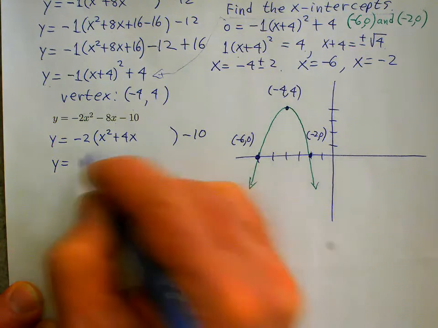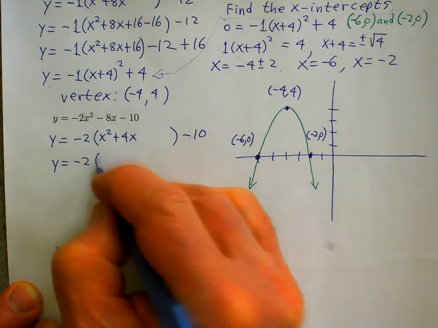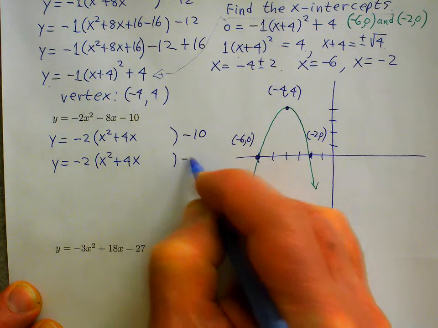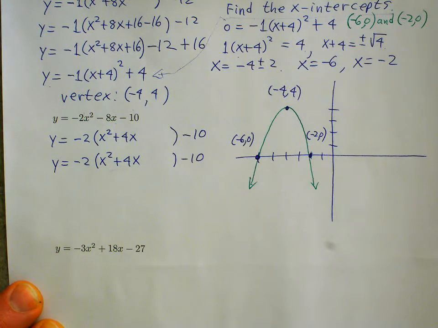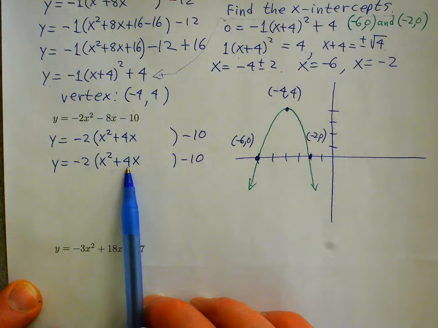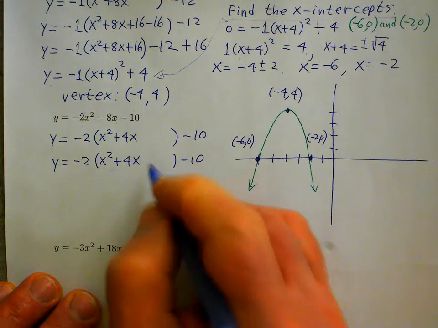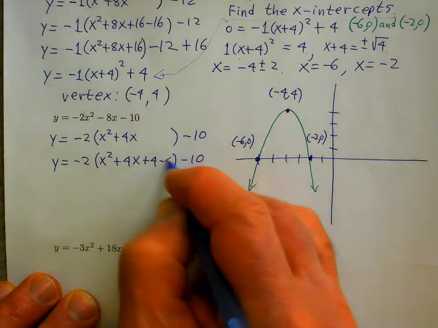Then the next step is the adding 0 on the inside of the parentheses step. So now we're just focused on the x squared plus 4x. To get a perfect square trinomial, we take half of 4 and square it. Half of 4 is 2, 2 squared is 4. So on the inside, we write plus 4 minus 4.